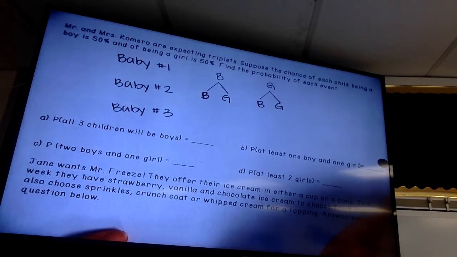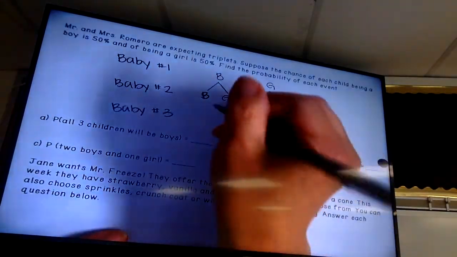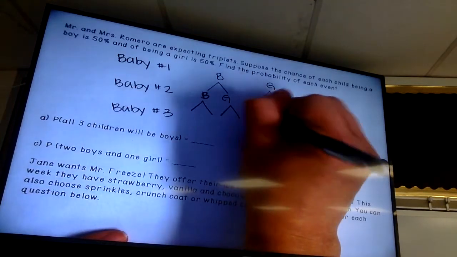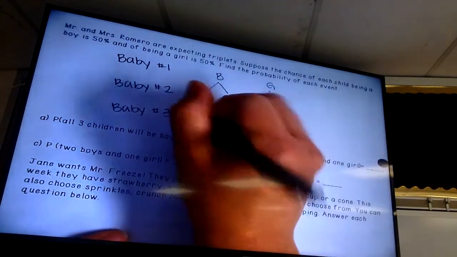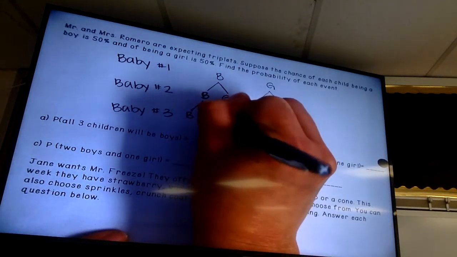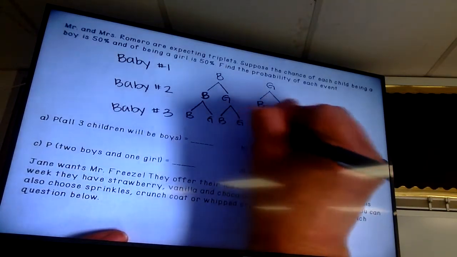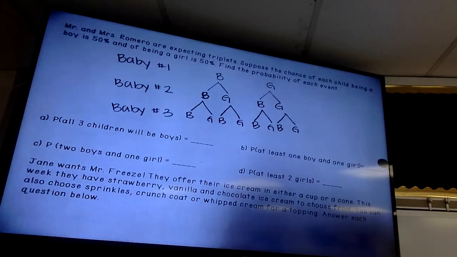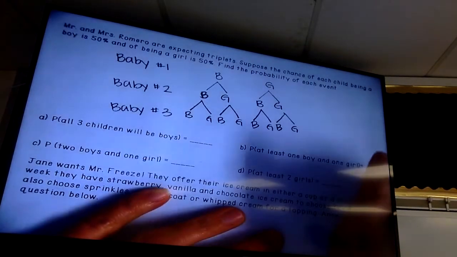Okay. And then baby number 3 could also be a boy or a girl. So each branch above then has to be split into 2 more branches. That's going to say boy and girl, boy and a girl, boy and a girl, boy and a girl. So we can figure out how many different combinations of boy, girl there can be.